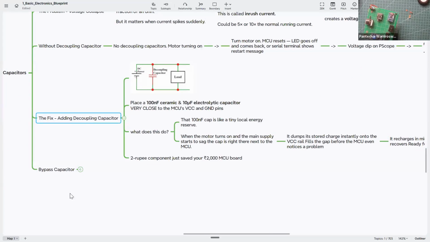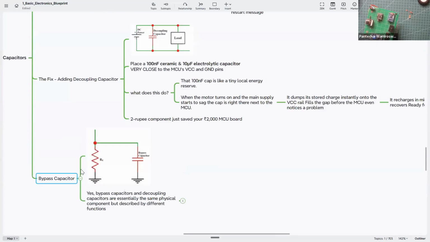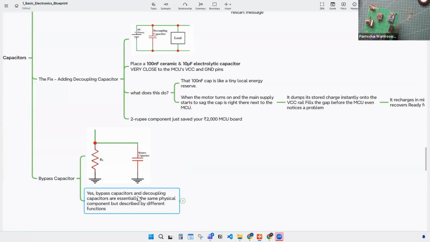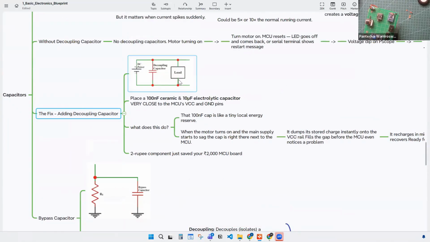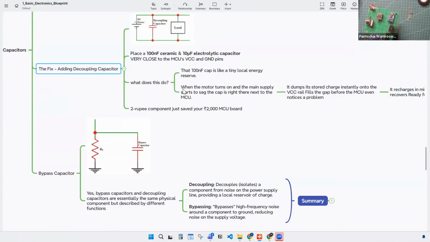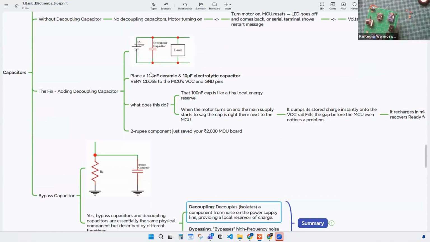Then Sanjay asks, decoupling capacitor is okay, then what is a bypass capacitor? A bypass capacitor is also somewhat the same. Bypass capacitors and decoupling capacitors are both very essential, but they serve somewhat different functionality. The difference is, the decoupling capacitor is going to isolate the component from noise on the power supply line, providing a local reservoir for charge. Why? Because here we have it connected with the load and the other end connected with the power supply.